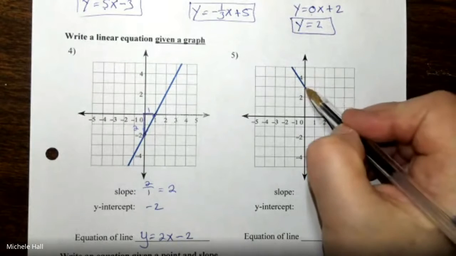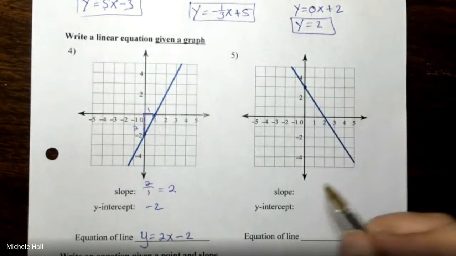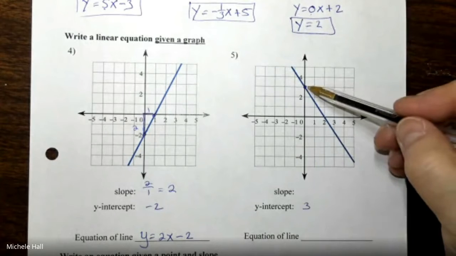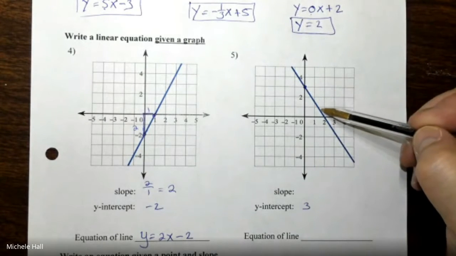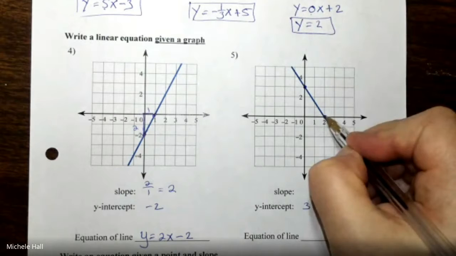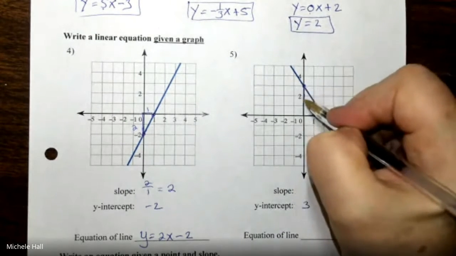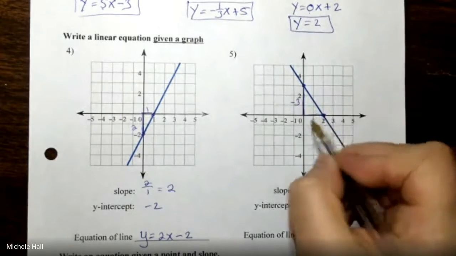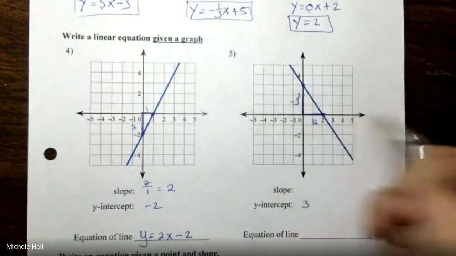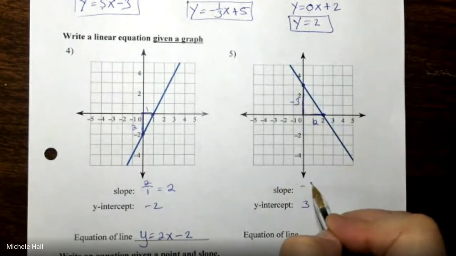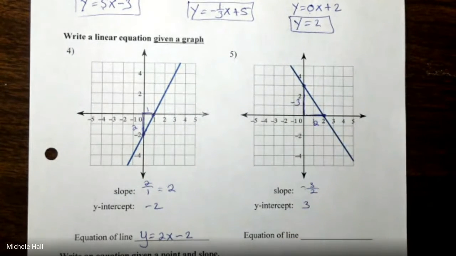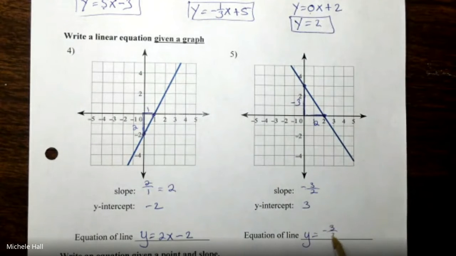Example 5, my y-intercept is at 3. And I'm looking for another point that's exactly in the corner of a box. And then I'm going to rise and run. Rising down 3 means -3, and then running 2 in the positive direction is 2. Rise -3, run 2. This slope does not simplify. My equation of a line is y equals -3/2 x plus 3 for the y-intercept.